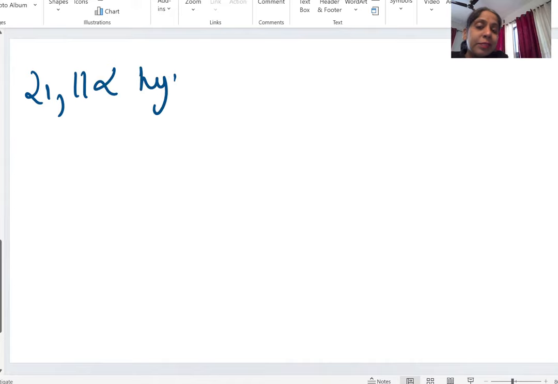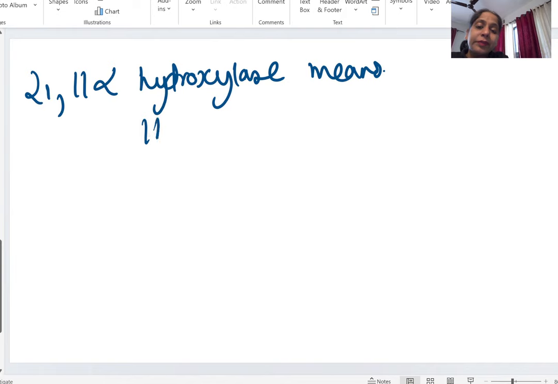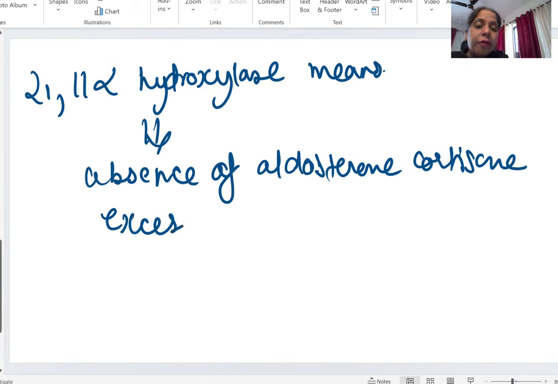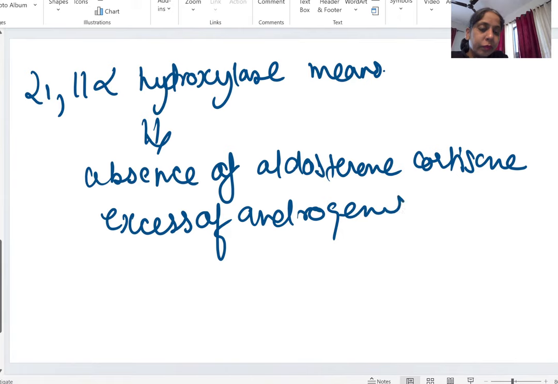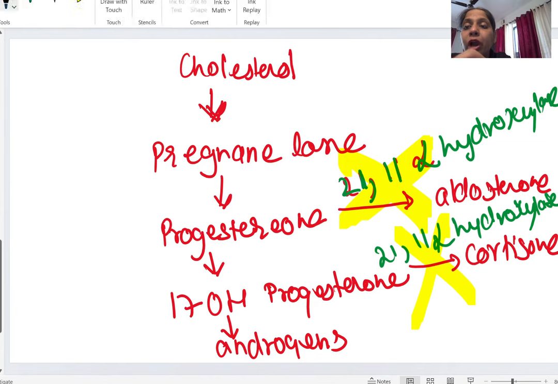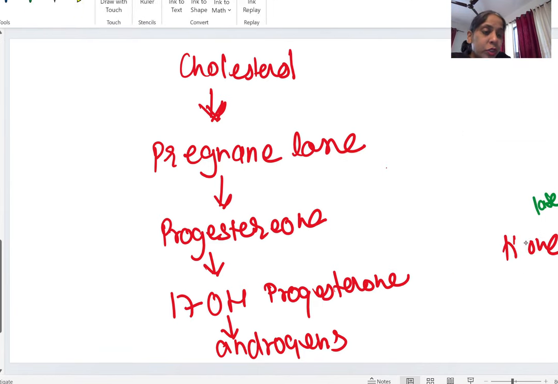Alpha hydroxylase deficiency means absence of aldosterone, cortisone and excess of androgens due to adrenal hyperplasia. Right? Now you tell me, Dr. Rachna, if these pathways are not working, so this other pathway will be hyper, so which enzyme will be in excess?